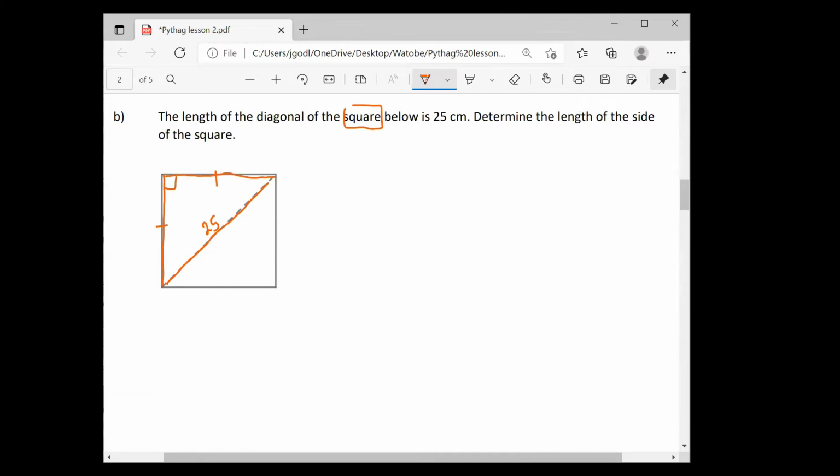Now, because we don't have a length for that side, we can just call that side x. And because we know the other side is exactly the same as it, we can also call that side x. Okay, so this one's a little bit easier because we're not dealing with more numbers, but I want you to give this one a try for me, please.